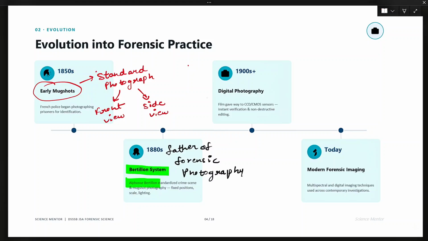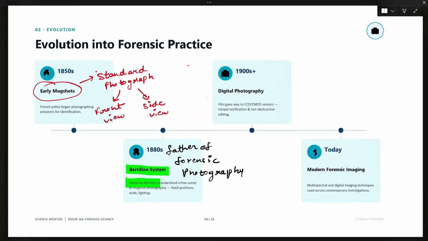For examination, remember these four points. Father of forensic photography: Alphonse Bertillon. Purpose of a mugshot is criminal identification. Digital photography allows immediate review of images. And original forensic photographs should always be preserved without alteration.